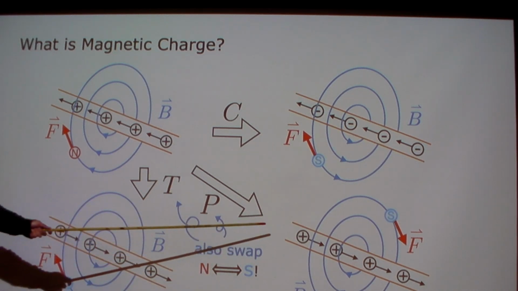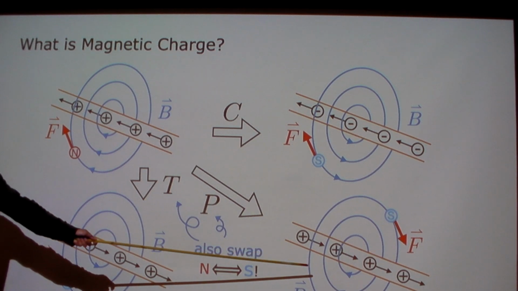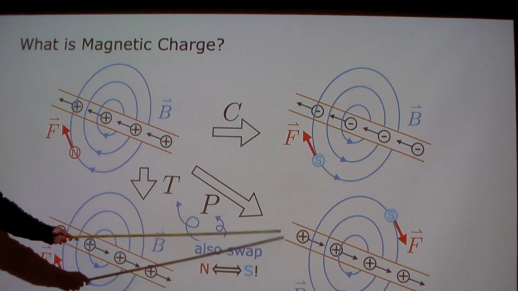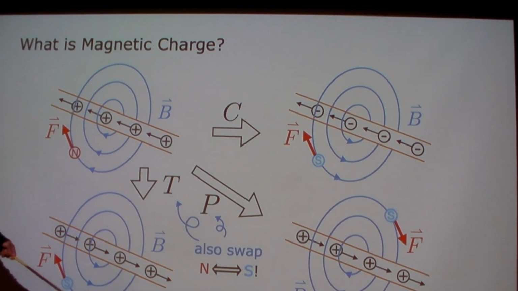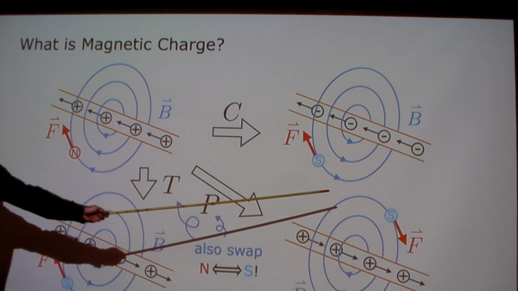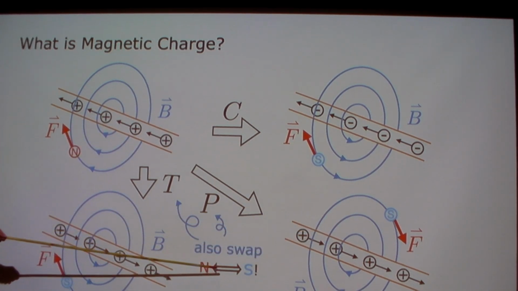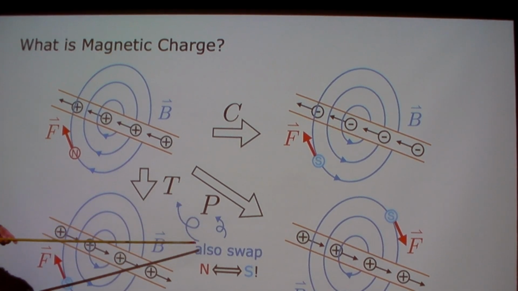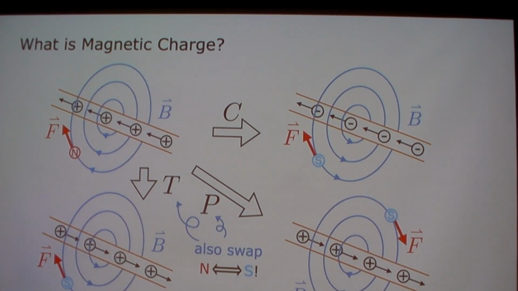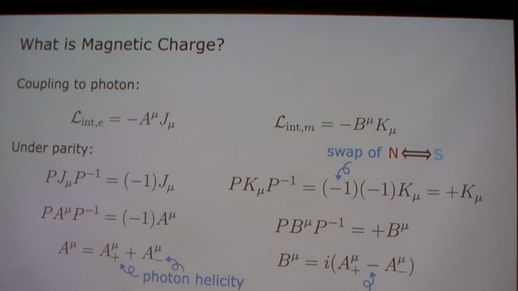We see the velocity change direction, but the magnetic field is a pseudo vector and it doesn't change direction under parity. The force should change direction under parity, which means that the magnetic charge should also get swapped under parity. So that's the difference between electric and magnetic charge. The parity and time reversal will swap magnetic charge, but not the electric charge. So that's the difference. And we can incorporate this to a Lagrangian level.